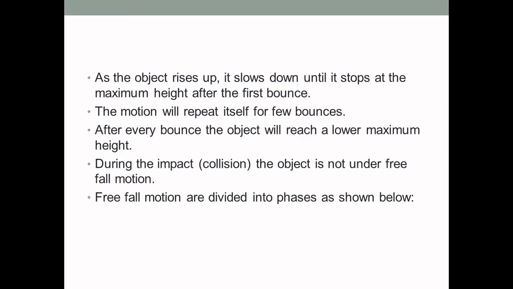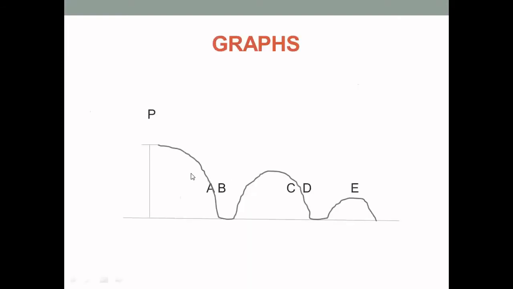Free fall motion is divided into phases as shown below. The object is dropped from point P, so it falls. As it falls, its velocity increases until it hits the ground. So we have point A here, and this is point B. Then here we have point C, and here we have point D. Then at the end we have point E. So the first phase is from point P up to point A, when the object hits the ground. It's free fall, that is the first phase.